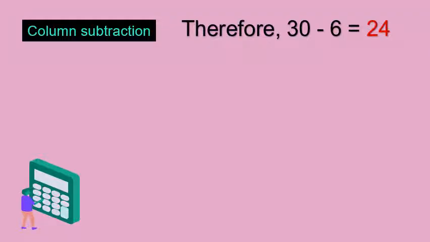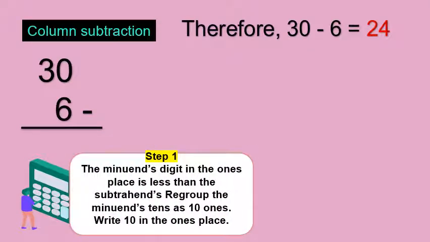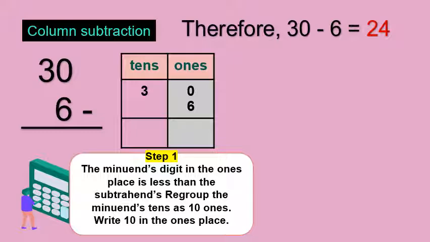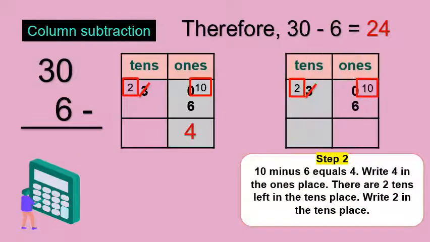Let's try column subtraction. 30 minus 6 equals. Step 1. The minuend's digit in the ones place is less than the subtrahend's. Regroup the minuend's tens as 10 ones. Write 10 in the ones place. Now, step number 2. 10 minus 6 equals 4. Write 4 in the ones place. Now, there are 2 tens left in the tens place. Write 2 in the tens place.